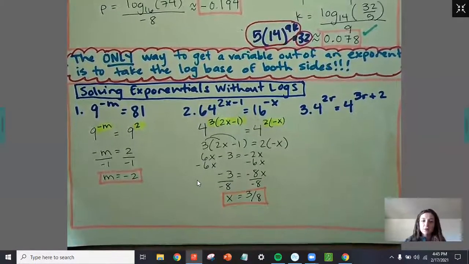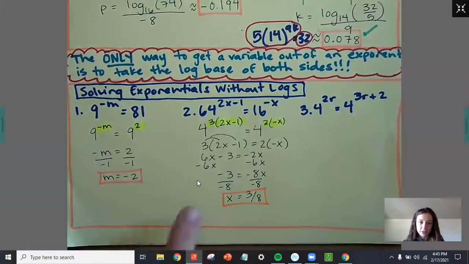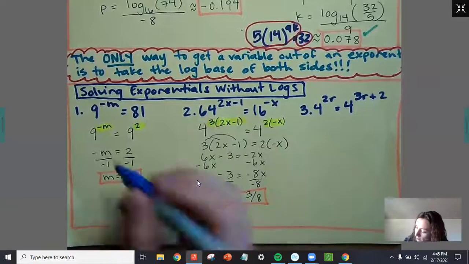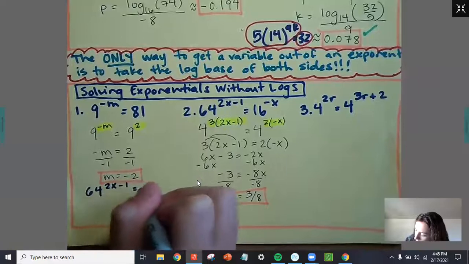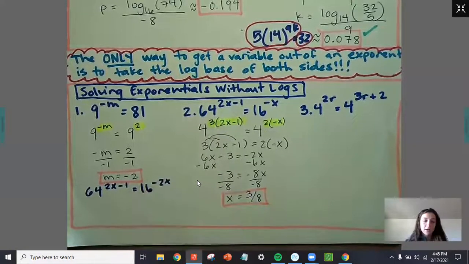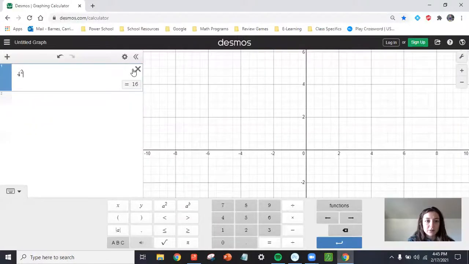All right, but there's also a second way of solving problem number 2, so let's try it another way. What I'm going to do is just rewrite this problem down here at the bottom. Okay, and we're going to rewrite this with a base of 2 instead. So let's go to Desmos and figure out what we'd have to do to get to each of these numbers. So 2 squared isn't going to work. We know that's 4. 2 to the third is 8. 2 to the fourth is 16. So now let's see what we have to do to get to 64.